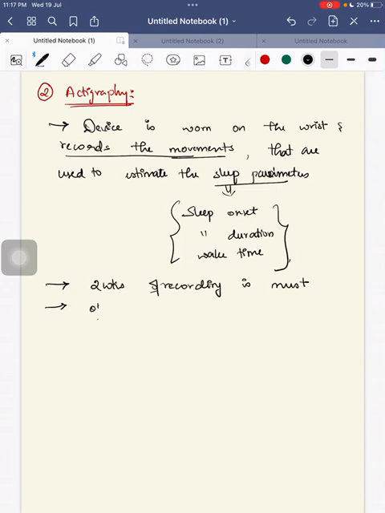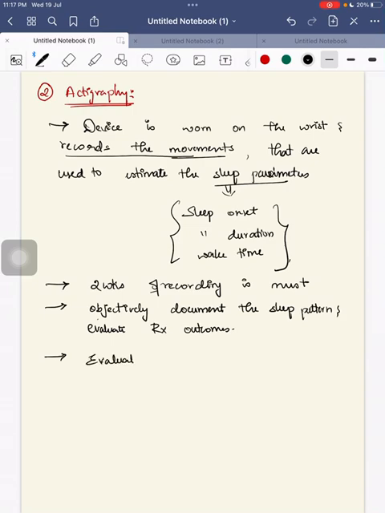And this can objectively document the sleep pattern and evaluate the treatment outcomes. These are useful in evaluating hypersomnias, insomnias, and circadian rhythm disorders.